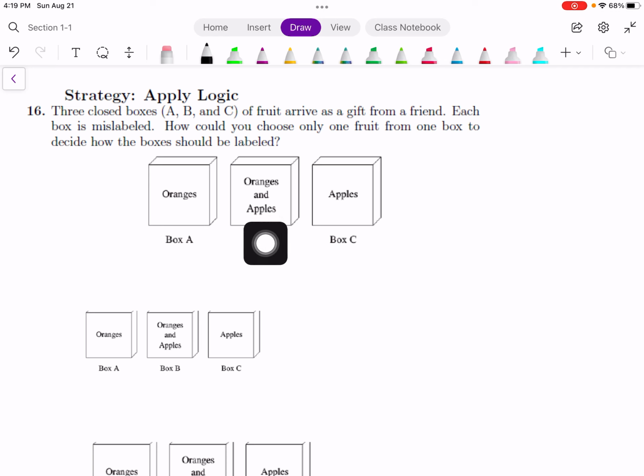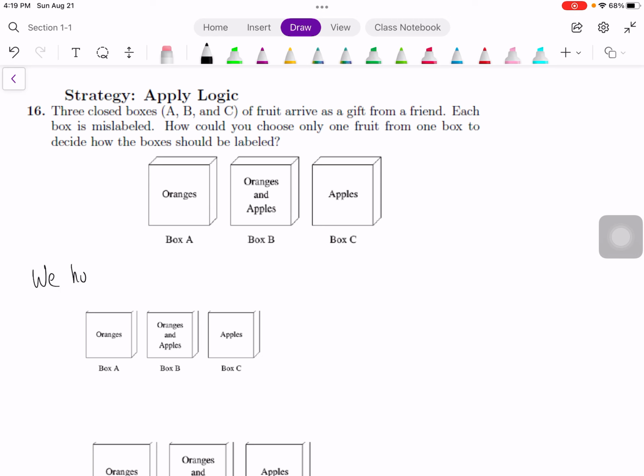But let's think what happens if I were to choose this box, oranges and apples. I know it's mislabeled, so it's either just oranges or just apples, right? So if I pull the fruit from here and it turns out to be oranges, then I know it should really be labeled oranges, and from there hopefully I should be able to determine the rest. So it looks to me that we have to pick one fruit from box B, the one labeled oranges and apples, mislabeled, right?